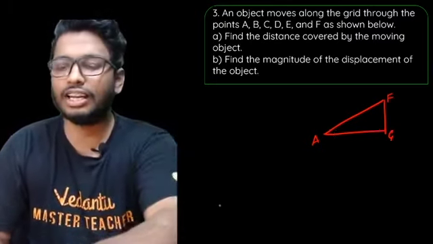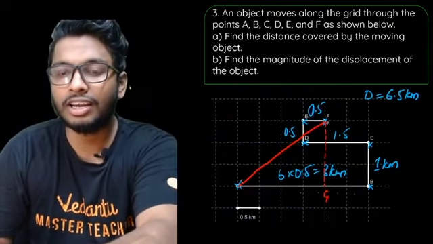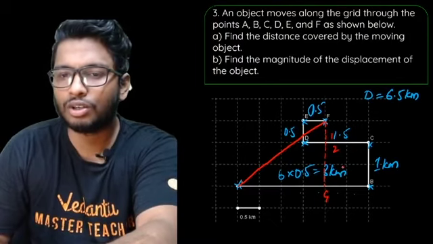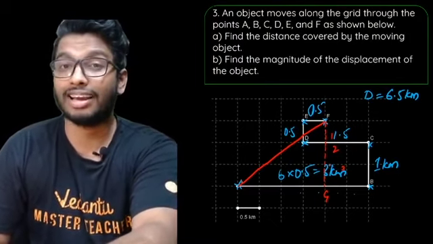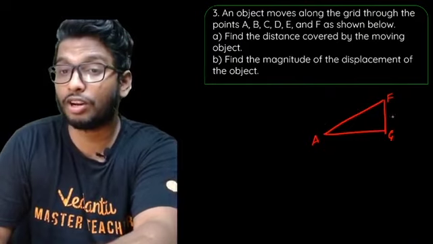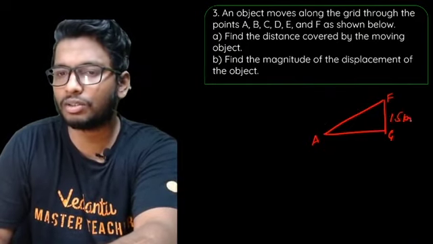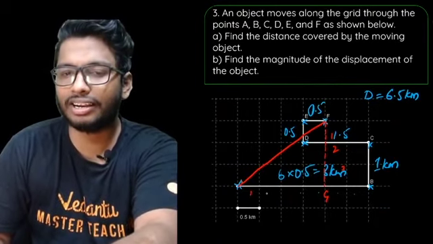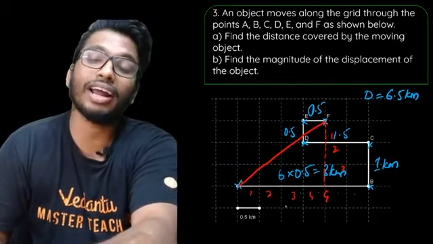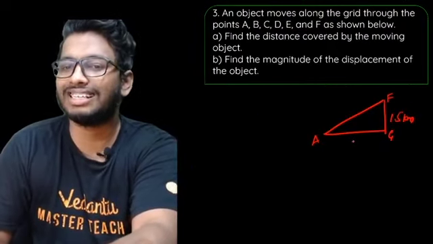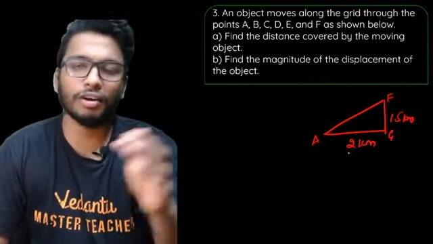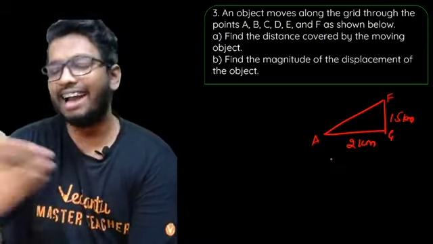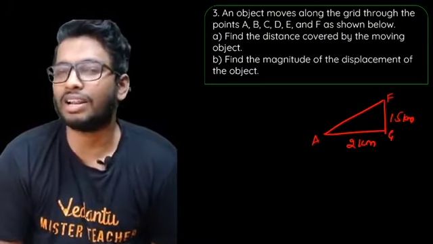Between F and G, let me just go back and see what is the value. Between F and G, there are 3 grids, 1, 2, and 3. So 3 into 0.5 gives me 1.5 kilometers. So between F and G, the distance is 1.5 kilometers. Between A and G, there's 1 grid, 2, 3, and 4 grids. So 4 into 0.5 would give me a distance of 2 kilometers, right? So I know the value of FG and also AG. I'm supposed to find out the value of AF.